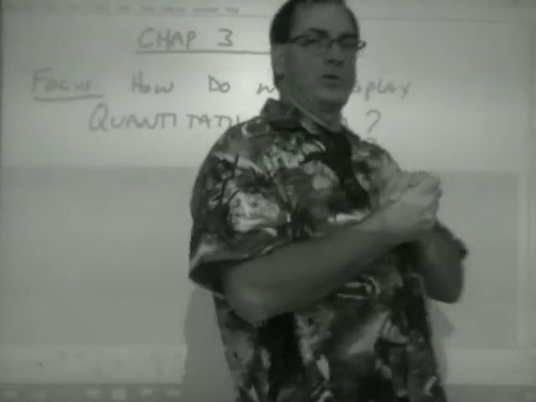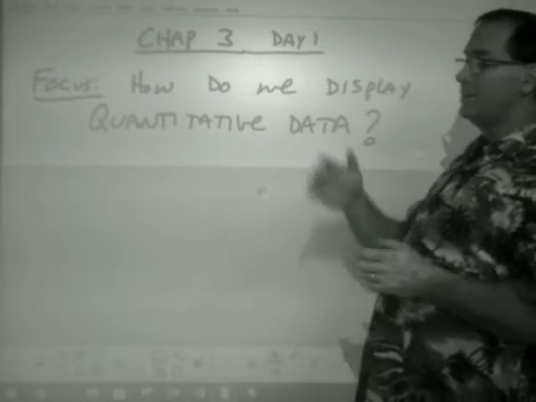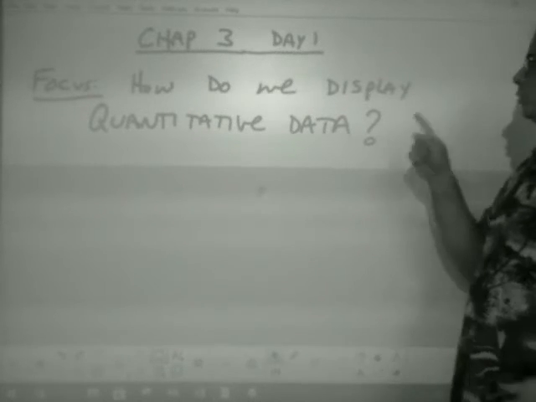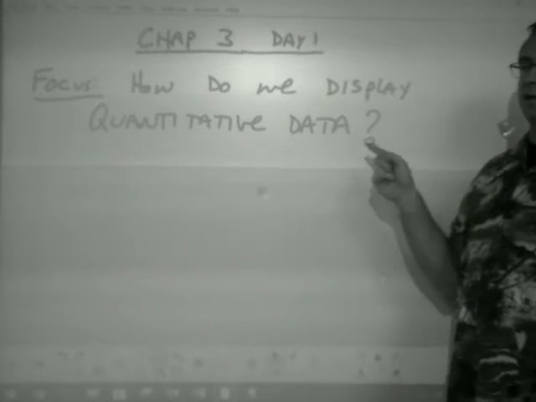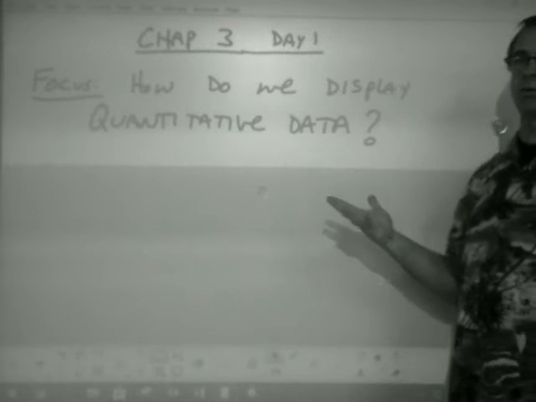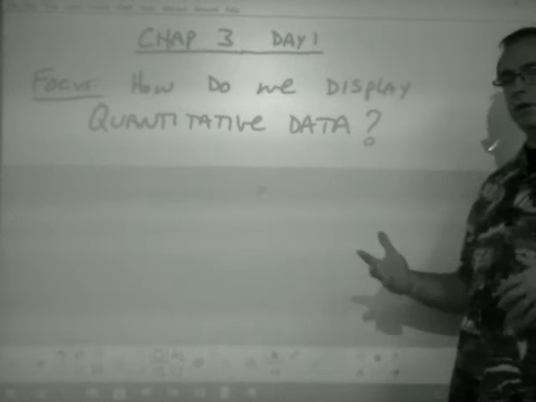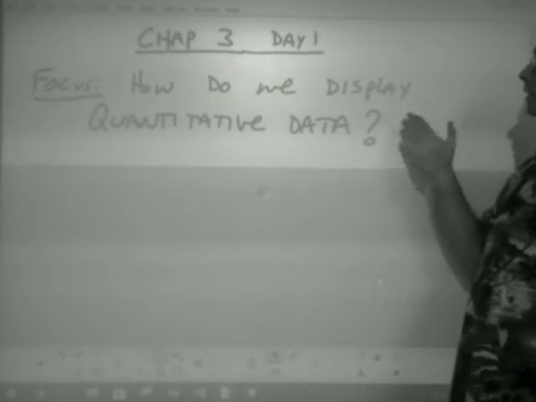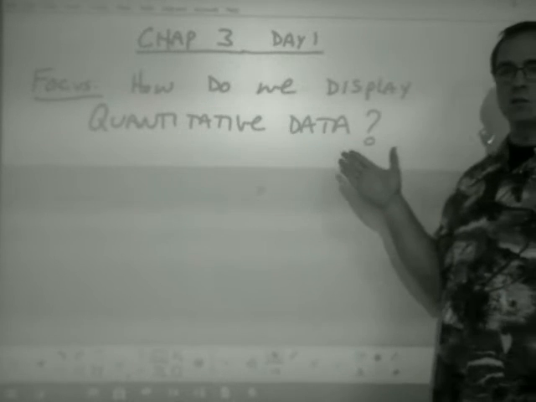Okay, chapter 3, day 1. What we're going to focus on now is how do we display quantitative data. So chapter 2 is all about categorical data, like shirt color, hair color, eye color, grade level, what job you did, what kind of car did you drive. This chapter is on the quantities.